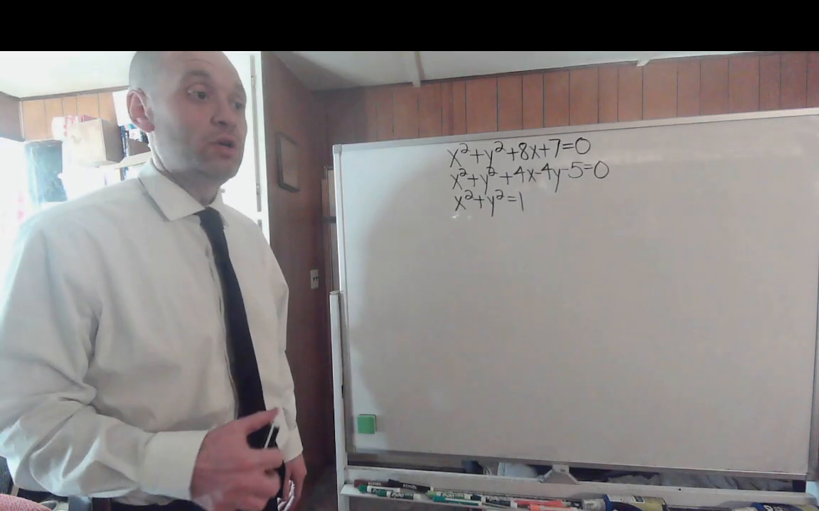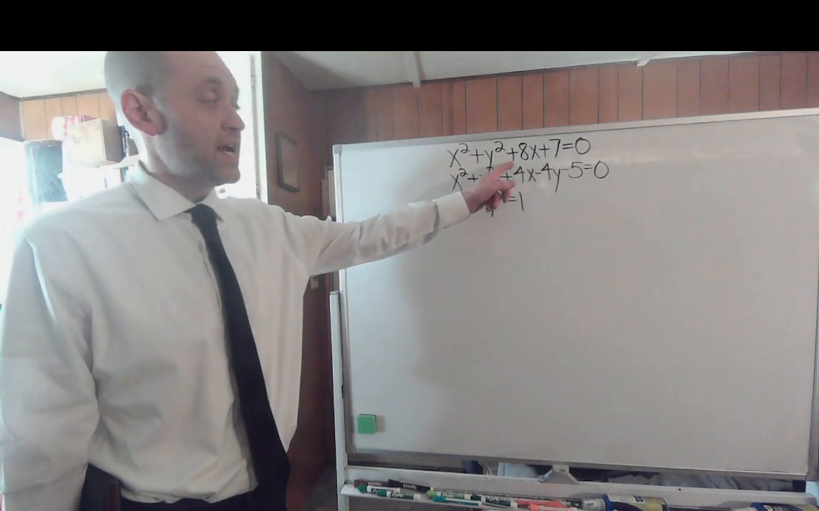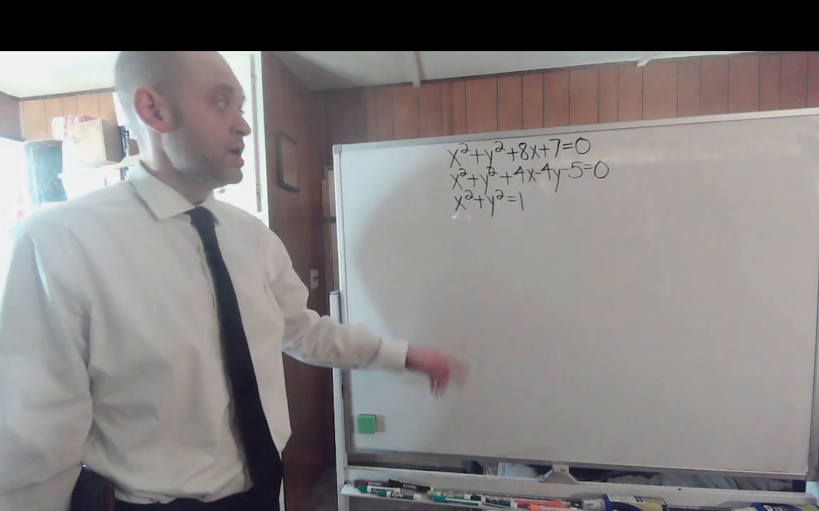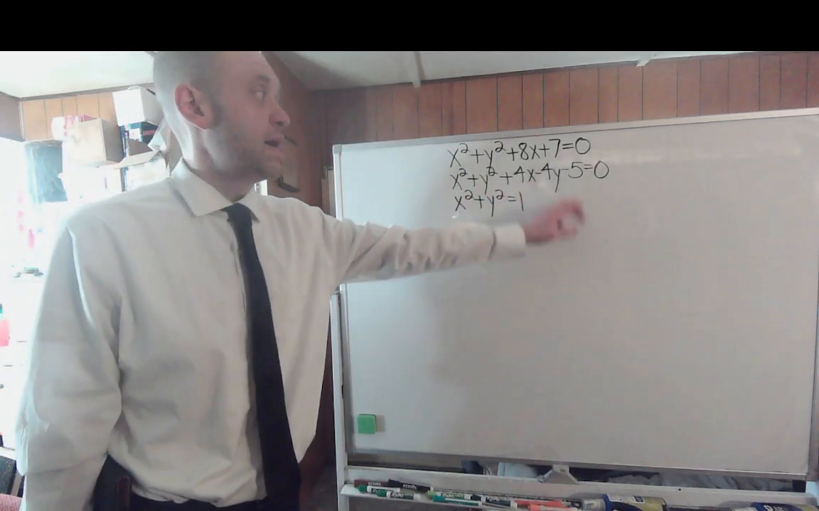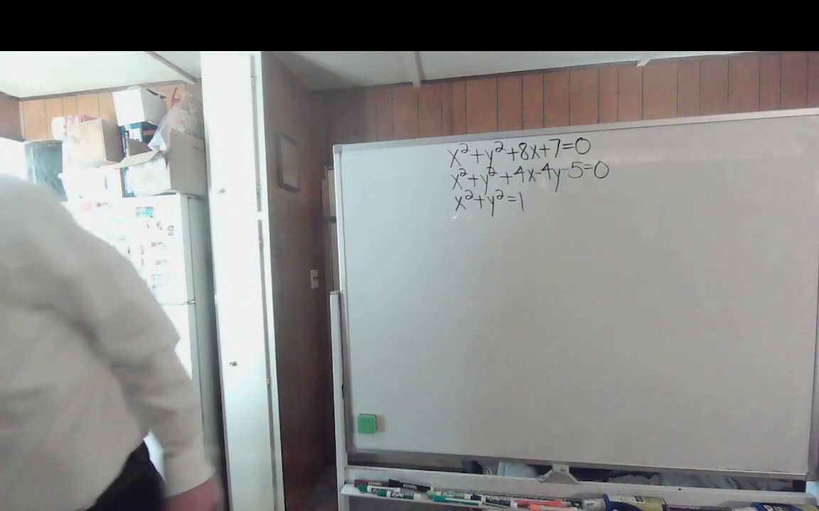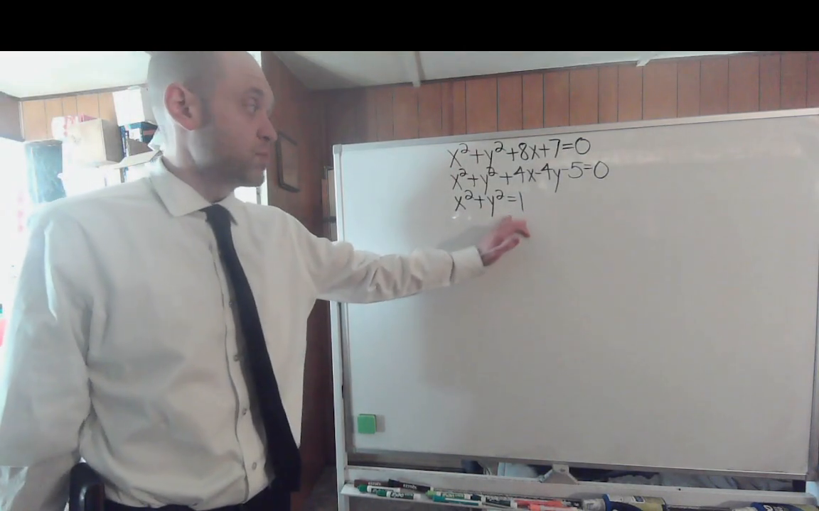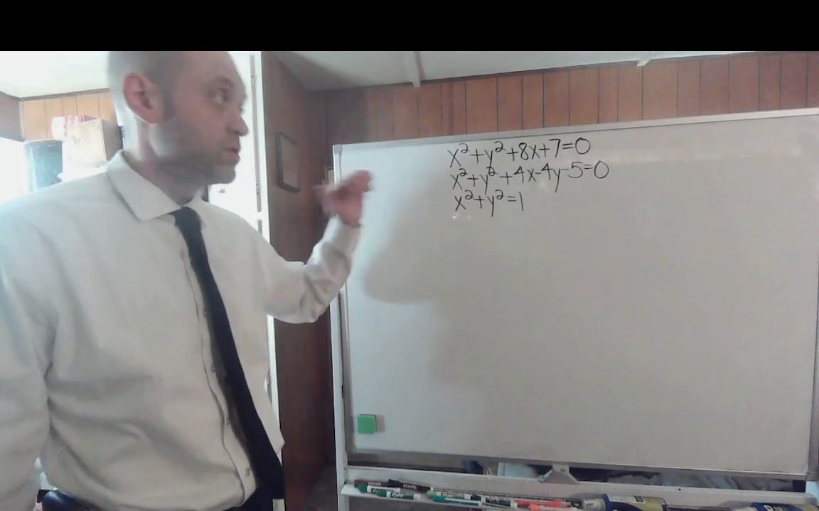So here you have x squared plus y squared plus 8x plus 7 equals 0. x squared plus y squared plus 4x minus 4y minus 5 equals 0. And then you have x squared plus y squared equals 1. All three of these are equations of a circle.